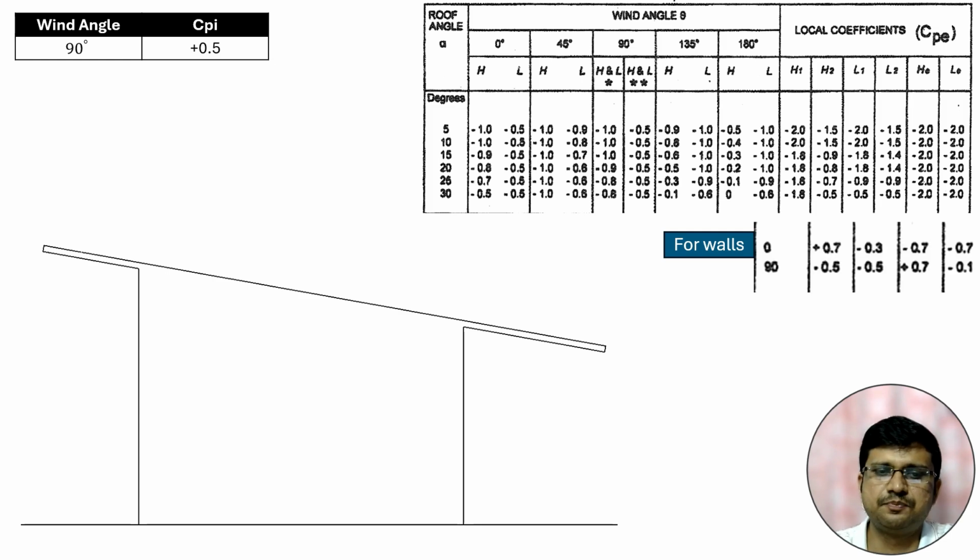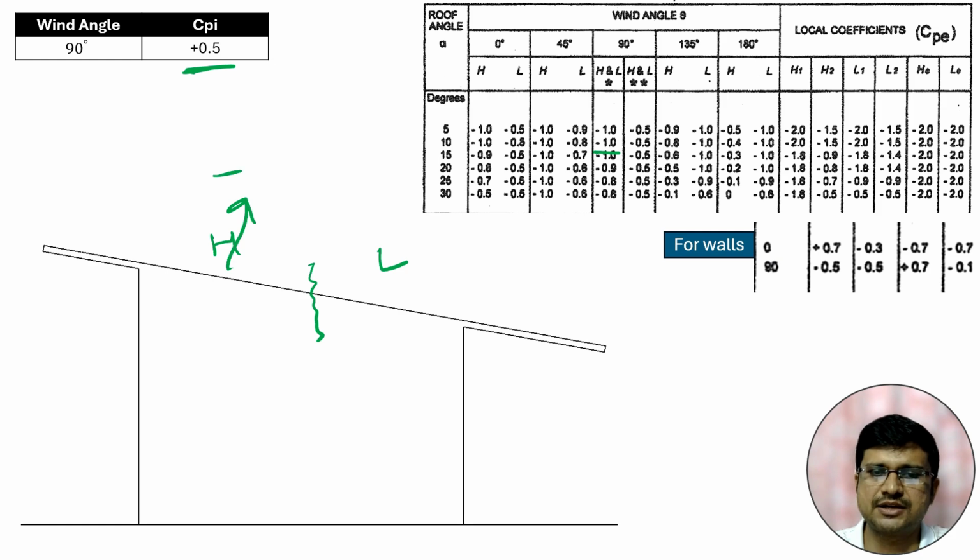Now again the same problem, but here CPI is +0.5. I am repeating it again and again because it will be easier for you to understand, since the calculation is more here. So again the angle is 90 degrees. This is H, this is L, and for both H and L we will consider the value -1, because -1 is higher than -0.5.